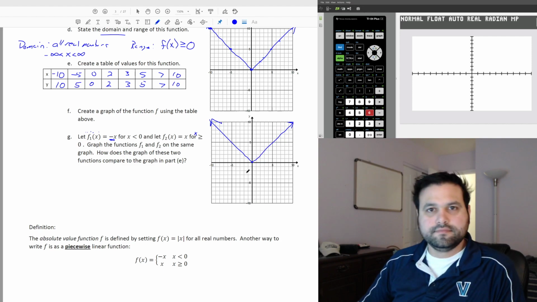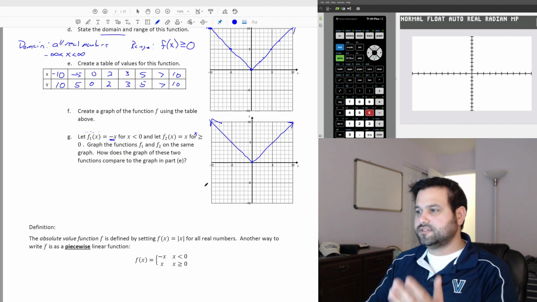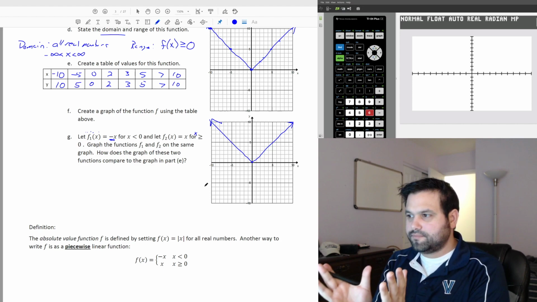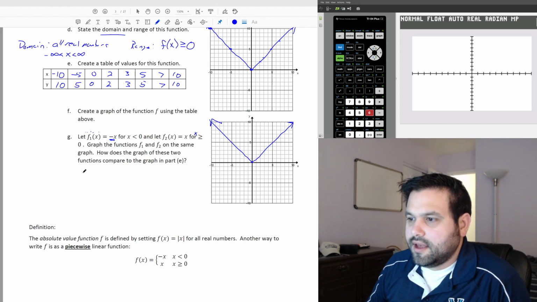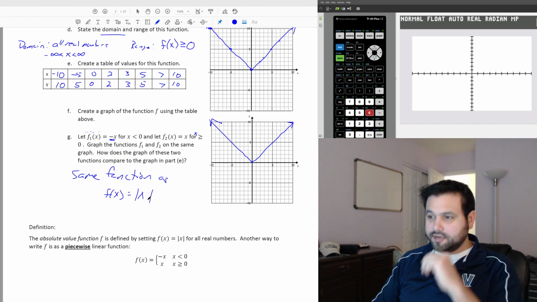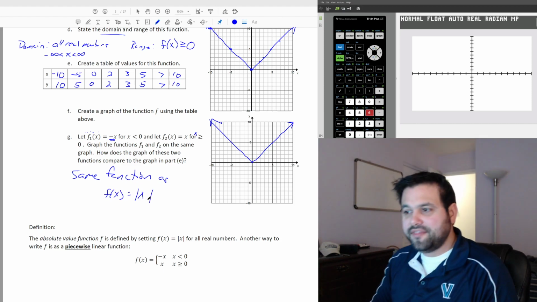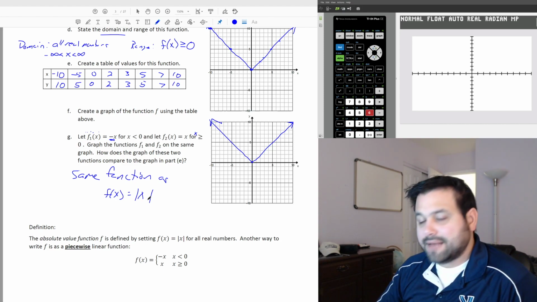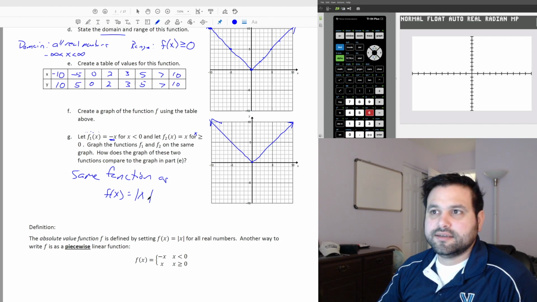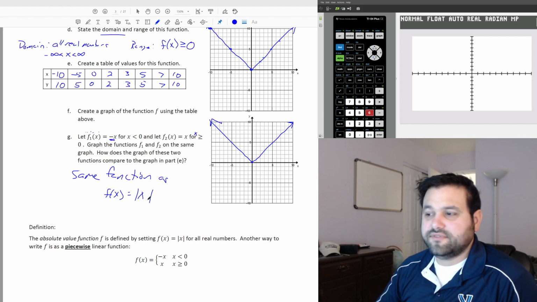And we get this idea here, where, okay, now we've just taken two functions, graphed them in two separate areas, and we get the same function as the absolute value of x. Putting two of them together, that's essentially what a piecewise function is. And so the absolute value function is an example of a piecewise function.